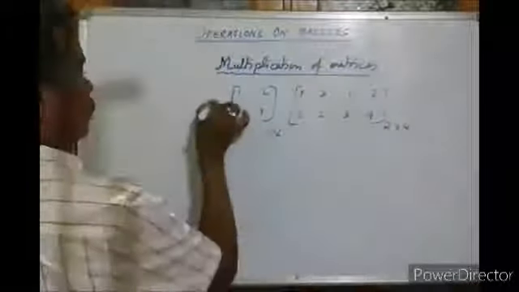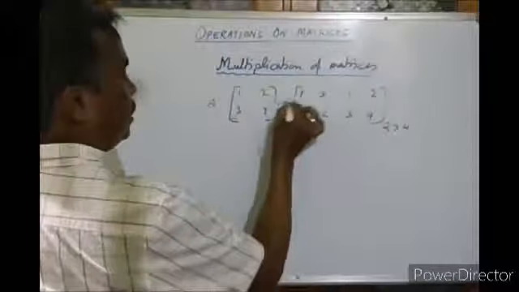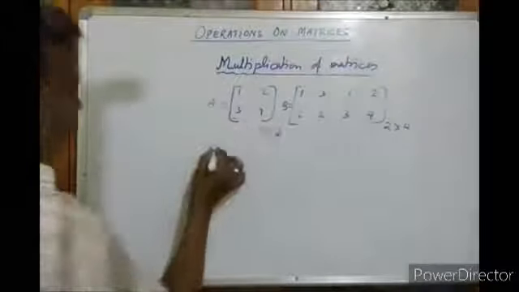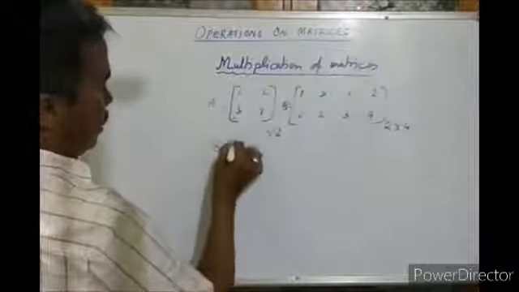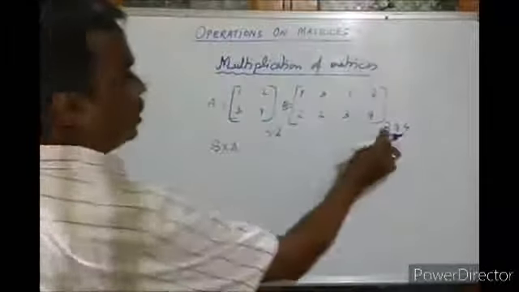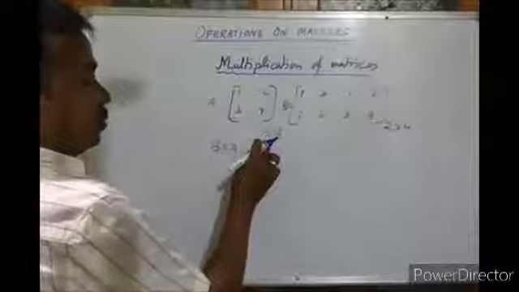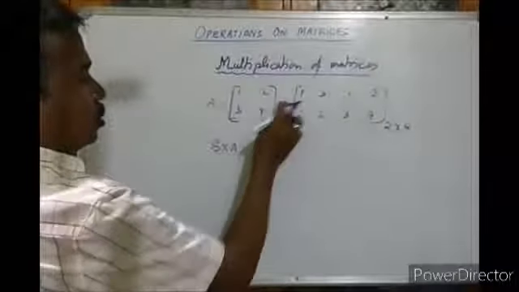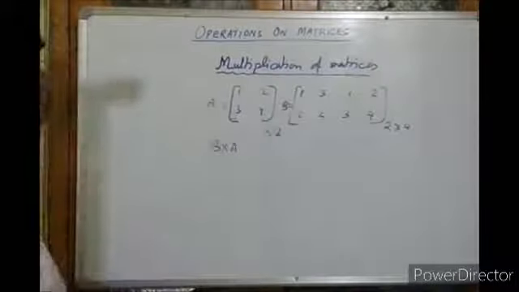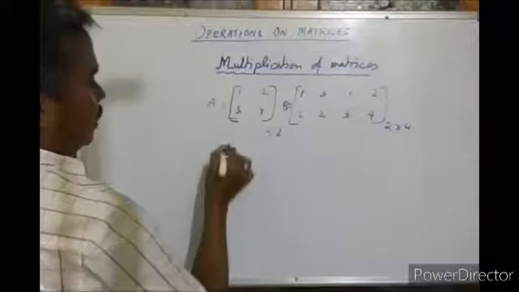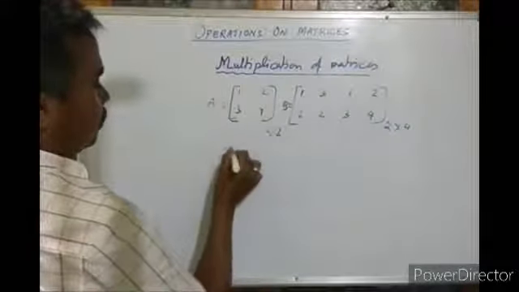So if this is A and this is B, then we can find A into B, but the reverse we cannot find. B into A we cannot find, because the number of columns of B is 4, and it is not 2, the number of rows of A. So B into A we cannot find, but obviously we can find A into B. So let's find A into B.